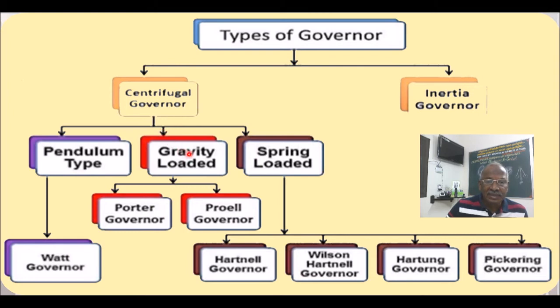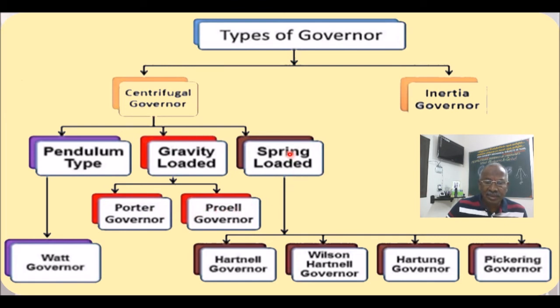The second one is gravity loaded governor. In gravity loaded governor, dead weight is placed to load the governor. Under this gravity loaded type, we have two types. One is Porter governor, another one is Royal governor.